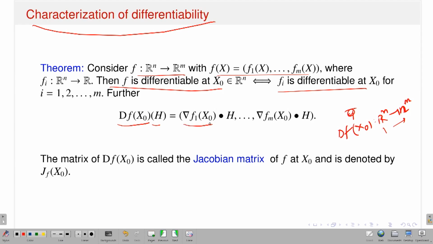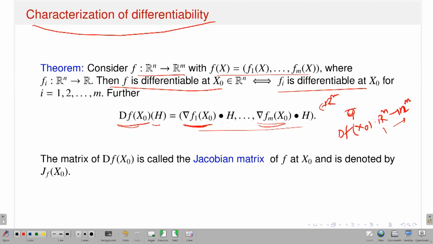It says that since my function is differentiable, each of the component functions is differentiable. Since each component function is differentiable, all first order partial derivatives of the component functions exist. That means I will have the existence of the gradient vectors, that is, gradient of f1 at x naught exists up to gradient of fm at x naught exists. What we have to do is take the dot product of the gradient vector with h, and so on up to the dot product of the gradient vector of fm with h. So this is the vector which is the action of the total derivative at x naught on h, and this is a vector in Rm. So that is another formula.